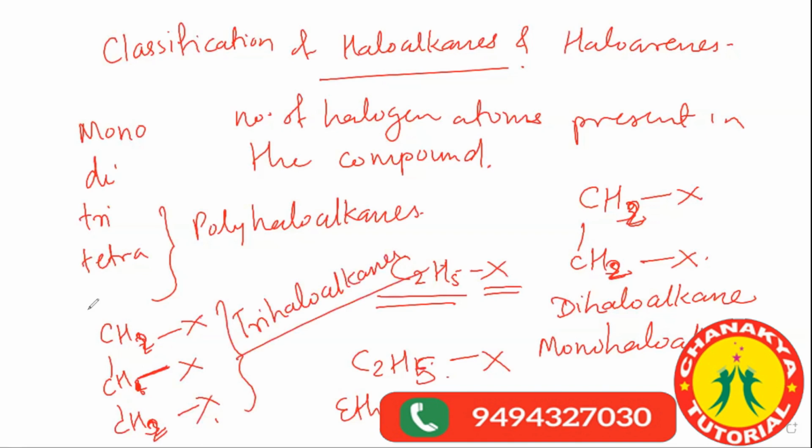Now, what about the arenes? Shall I clear this? Fine. So what about the arenes, aromatic rings you have to draw, right? In this, if one hydrogen would be replaced with a halogen, that will be a monohaloarene, right?